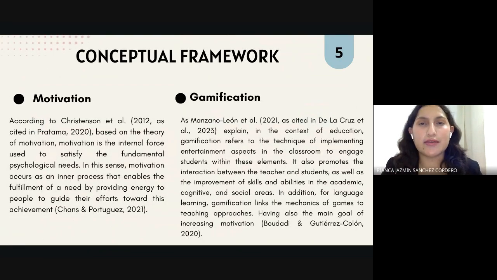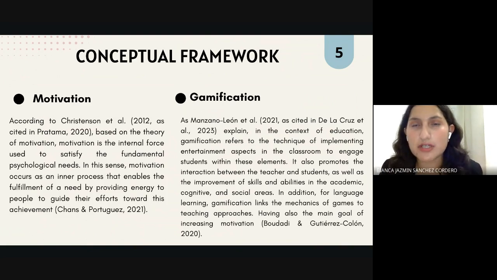So it is necessary to understand central concepts that are included in the conceptual framework. The first one is motivation. And based on the theory of motivation, this could be understood as the internal force that is used to satisfy the fundamental psychological needs. So this occurs as an inner process that enables the fulfillment of a need by providing the required energy to guide the necessary efforts toward this achievement.